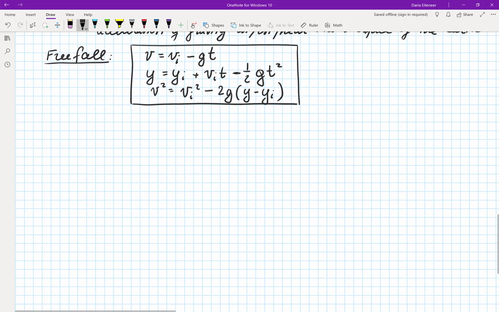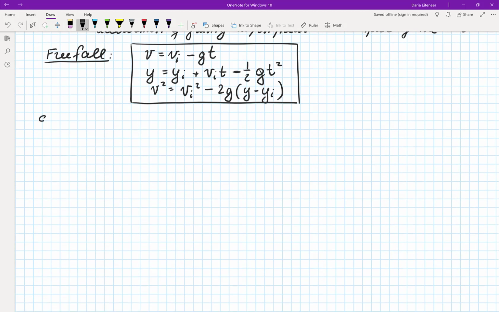Let's do an example. A simpler example. We can address more complicated examples in worksheets and during office hours, but let's do a simple one.